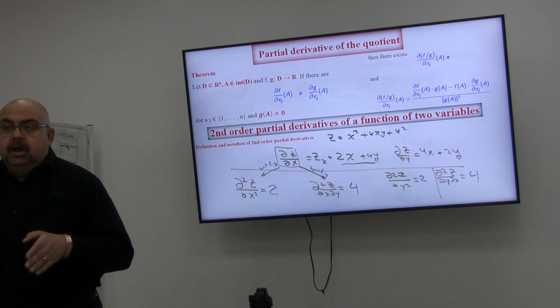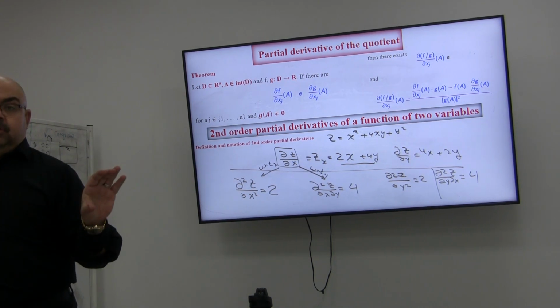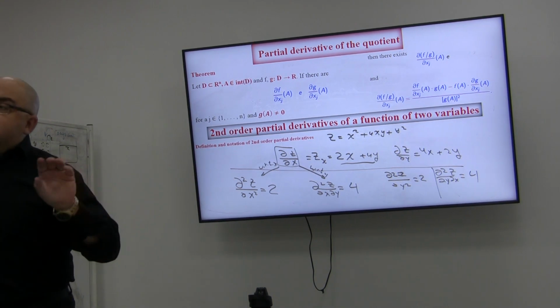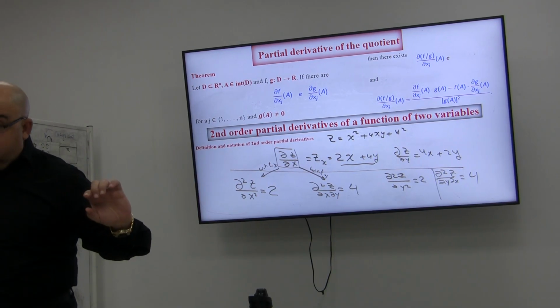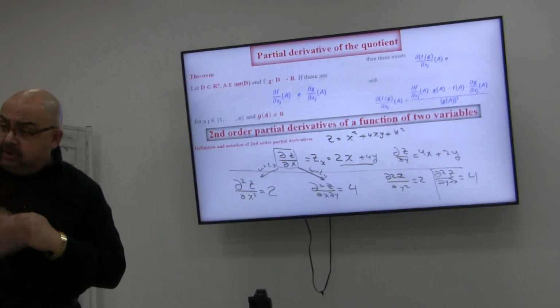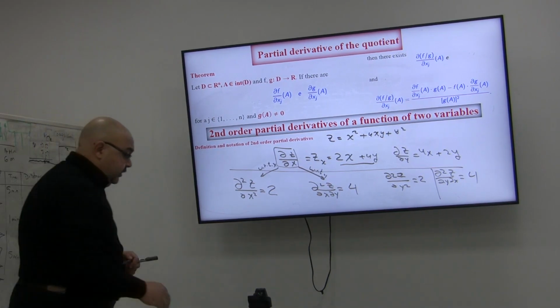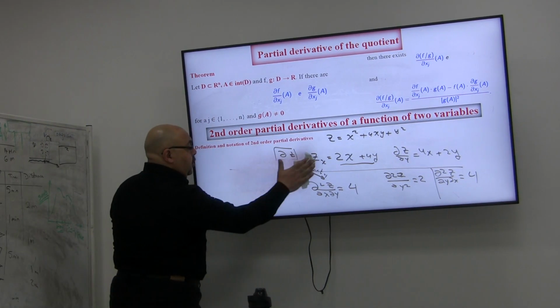Bottom line, for the first derivative, I'm dealing with the function, with the rows and everything. For the second derivative, I will treat the first derivative as the main function, and I will continue with the derivative. So, once more.